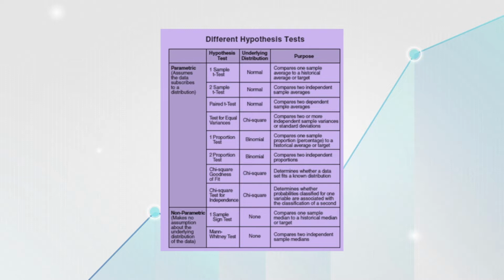Some of these tests are considered parametric, which assume the data subscribe to a distribution, and some of the tests are non-parametric, which make no assumption about the underlying distribution of the data. As far as the parametric tests are concerned, there are certain tests which come under the ambit of the parametric, like the one-sample t-test or paired t-test, test for equal variances, proportion test, chi-square goodness of fit, and chi-square test for independence. These compare a sample average to a historical average or target, whereas non-parametric tests focus on a one-sample median to a historical median or target.